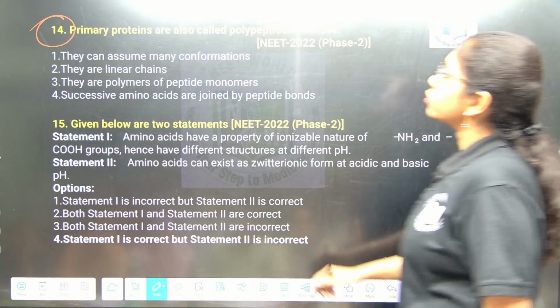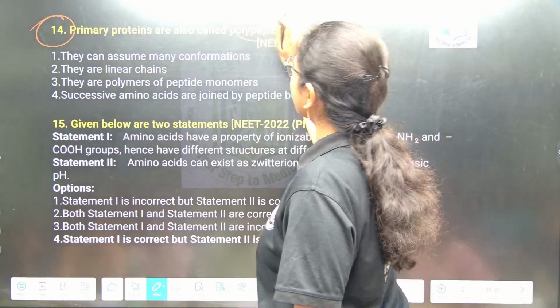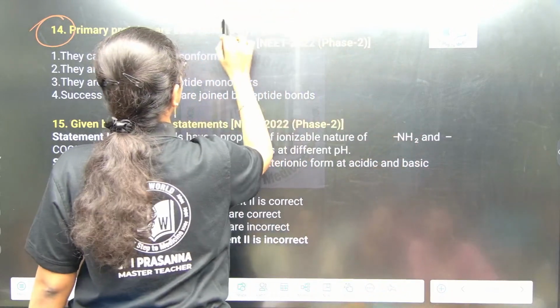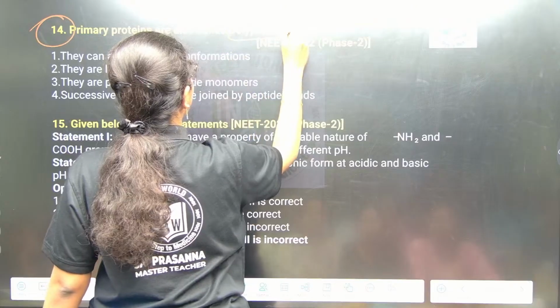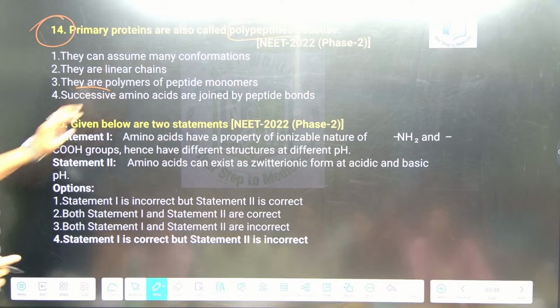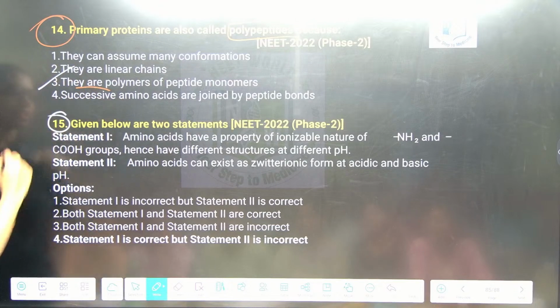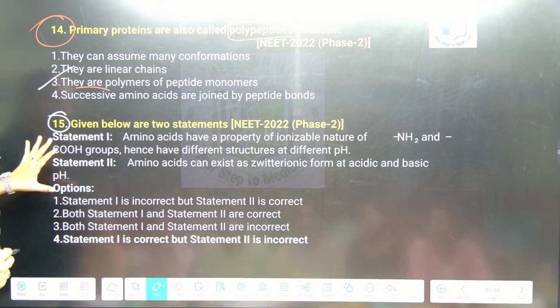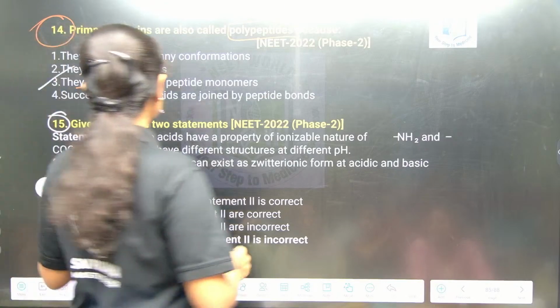Primary proteins are also called polypeptides because, third option, they are polymers of peptide monomers. Next, given below are two statements, a statement-based question. Look into it and answer.